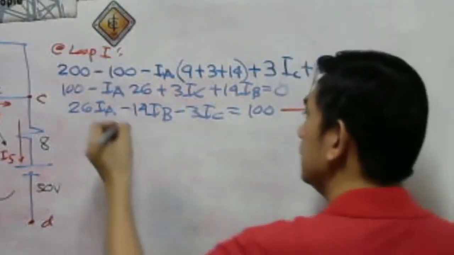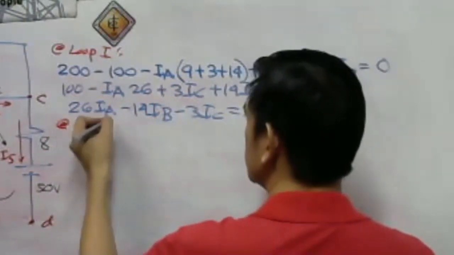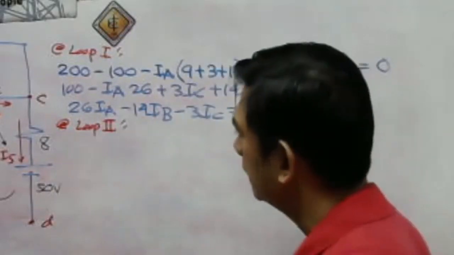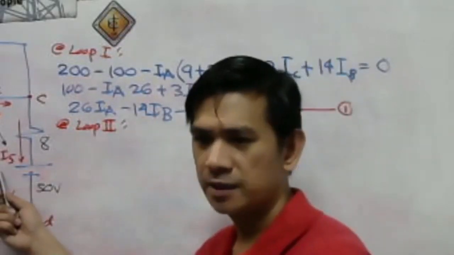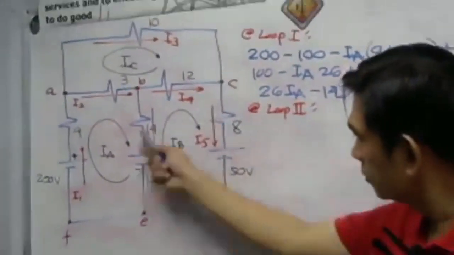Okay, let's take a look at loop number 2 here. This is our loop number 2.